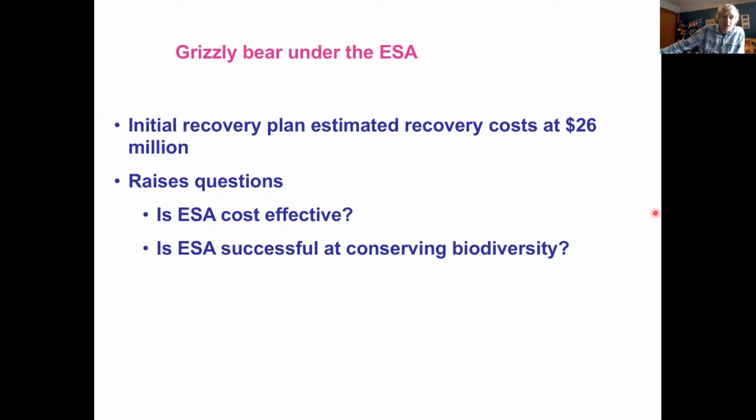And white bark pine is an important resource for grizzly bears. So the initial recovery plan estimated recovery costs of the grizzly bear at $26 million. And this starts to raise questions. One, is the Endangered Species Act cost effective? Is this investment worth it to save one species and its ecosystem? And also, is the Endangered Species Act successful at conserving biodiversity? Has it done its job?